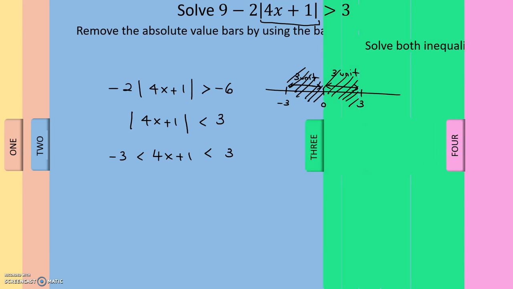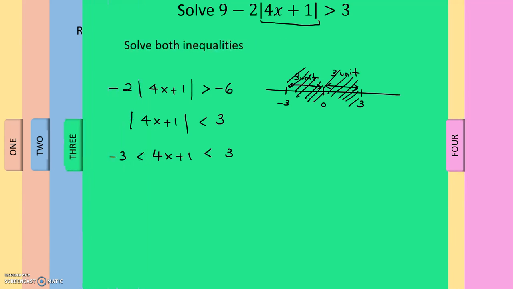So let's proceed to the third step where we have to solve both inequalities. I wrote down both because sometimes we might need to separate this into two. We might need to solve the left hand side first and then the right hand side afterwards and combine them together. But in this case, we can actually do them straight away. But since I already wrote down both, let's separate them into two and then combine them like this.